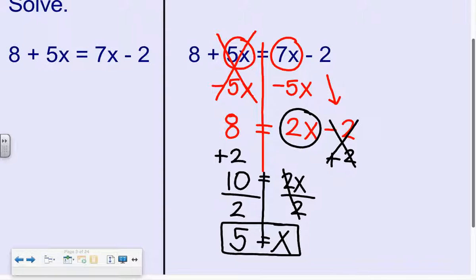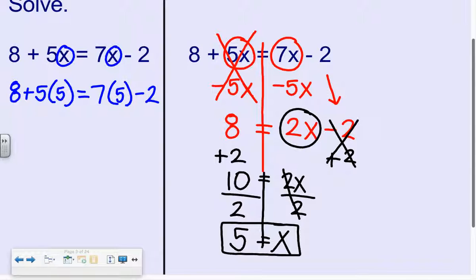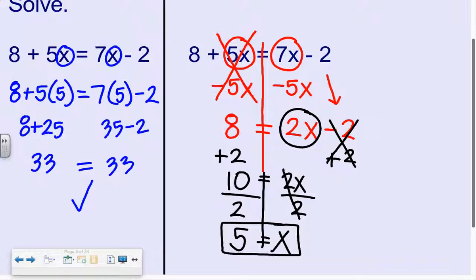And if you wanted to check and see if that's right, all I'd have to do is plug that 5 in here and here. So 8 plus 5 times 5 and 7 times 5 minus 2 should both be equal. So 8 plus 25 is 33. 35 minus 2 is 33. So they both equal each other. I know I did that correctly.